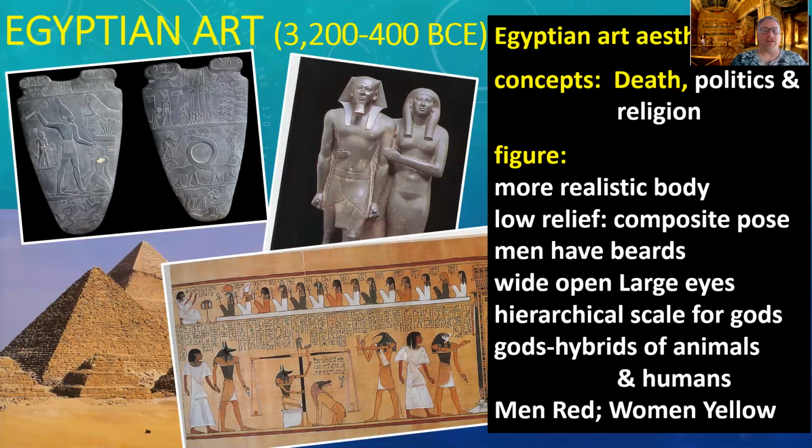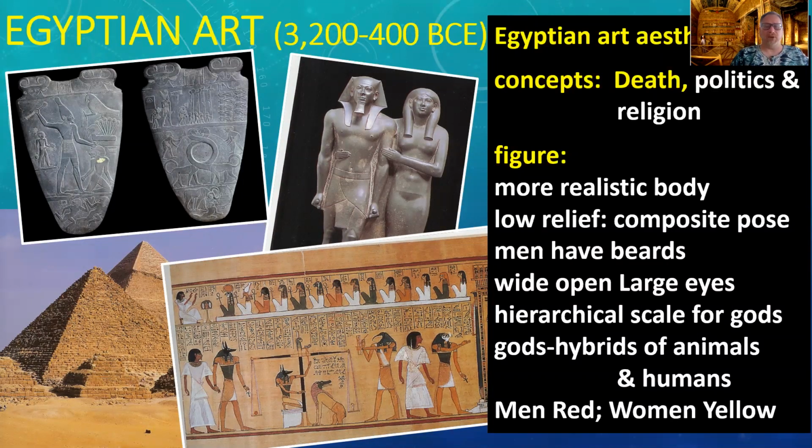Where we had left off last time is the following. I had given you this list on Egyptian art. So if you have not written down this list, you'll need it for today. Please write it down as I move around actually within the Egyptian tomb. So again, the concepts are death, politics, and religion, with death being the central focus. They're going to have more realistic body, low relief with composite pose like we saw in Mesopotamia. Men have beards. Men and women both have open, large eyes, but not ridiculous eyes like Mesopotamia. They're more normal, but still larger than usual. Hierarchical scale, largely for the gods.